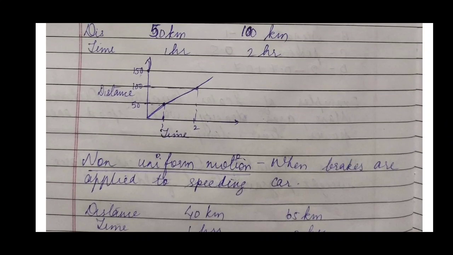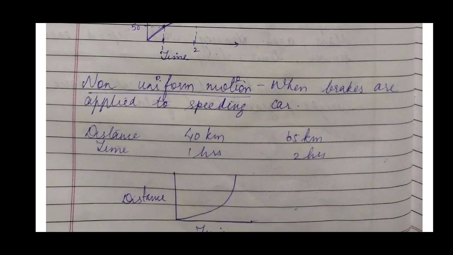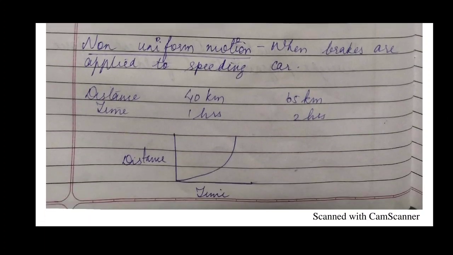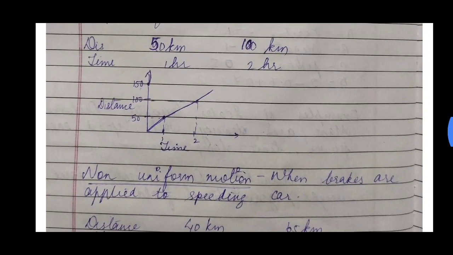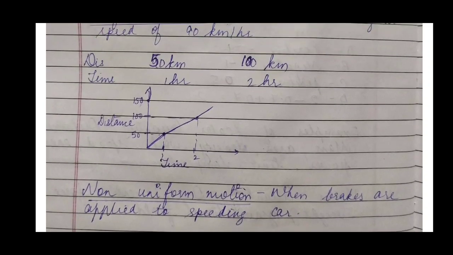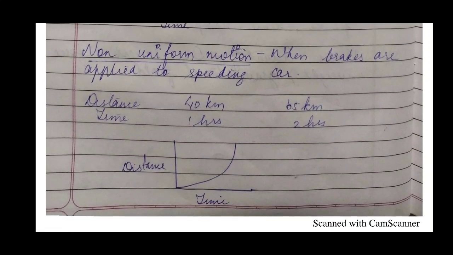Now when you make a graph of distance and time in case of a uniform motion, you will get a straight line. You will get a graph like this because with equal interval of time, the distance is also increasing. So it will be a straight line. And in case of non-uniform motion, you will get a graph like a curved line because with equal interval of time, the distance traveled is not equal. So it will be a curved line. So this is a graph of uniform motion, and this is a graph of non-uniform motion.